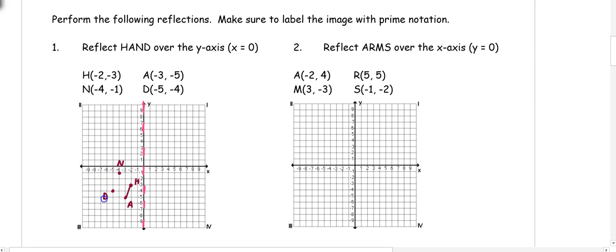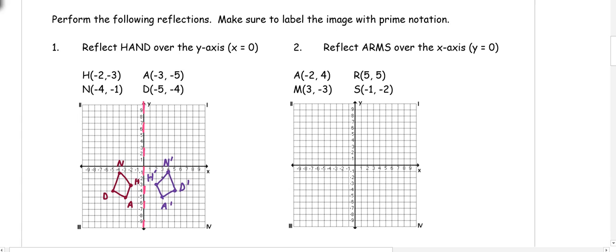I'm going to connect those points to form my original, and then use those points to make my reflection. I count how far N is from the line of reflection: 1, 2, 3, 4. So I go 4 the other direction, and I now have N prime. D is 5 away from my line of reflection, so I go 5 the other direction. A is 3 away, so 3 the other direction. And H is 2 away, so 2 the other direction. Then I connect my 4 points, and now I have my image.